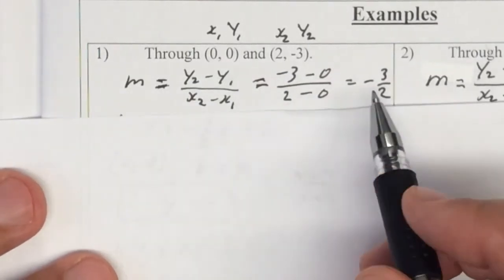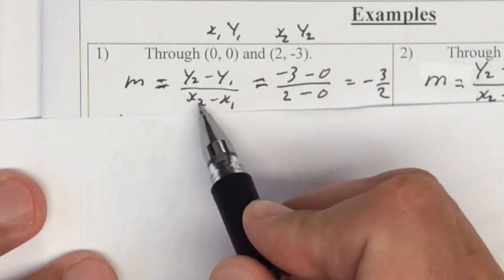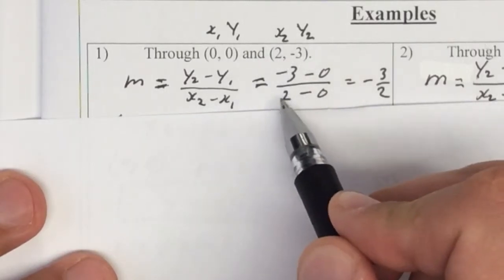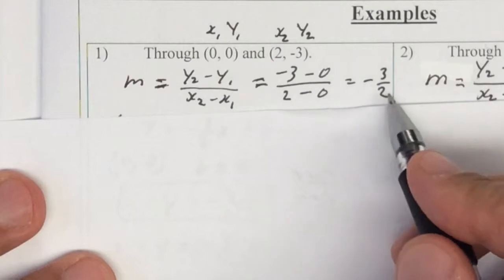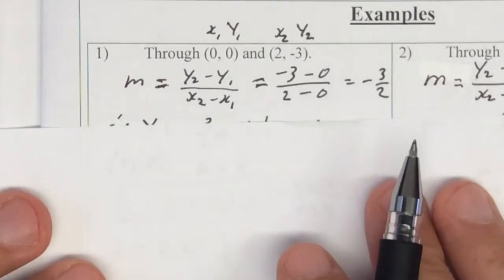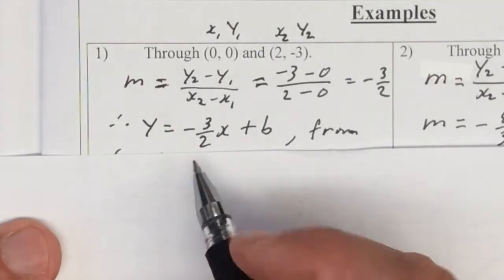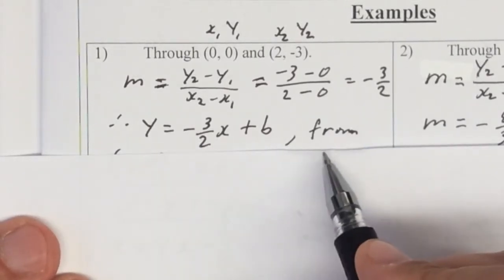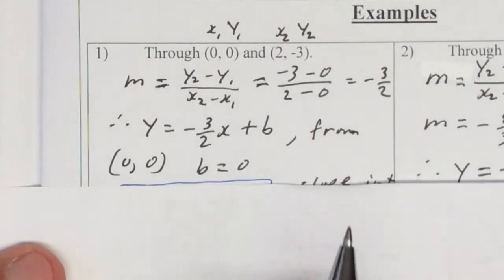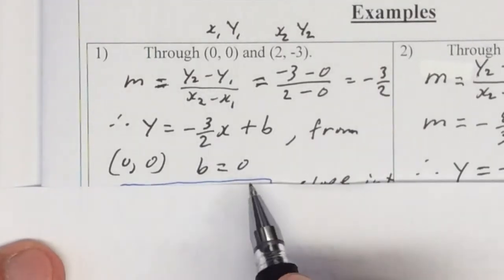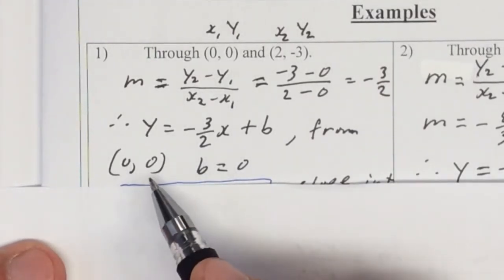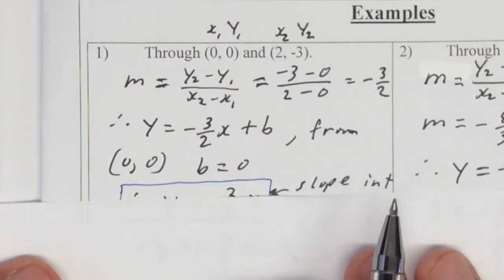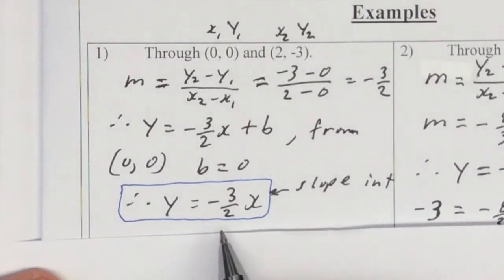Let's find the slope: the difference in y's over the difference in x. Negative 3 minus 0, over 2 minus 0, equals negative 3 over 2 for the slope. Plug that into the equation of the line, so y equals negative 3 over 2x plus b. We're going to sub in 0, 0. Well, you can sub in 0, 0, or you can recognize that 0 is the y-intercept, which makes life a whole lot easier, and you just get y equals negative 3 over 2x.